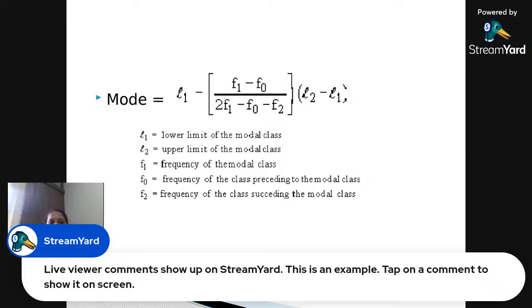The formula to calculate the mode is: Mode = L1 + ((F1 - F0) / (2F1 - F0 - F2)) × (L2 - L1), wherein L1 is the lower limit of the modal class, L2 is the upper limit of the modal class, F1 is the frequency of the modal class, F0 is the frequency of the class preceding the modal class, F2 is the frequency of the class succeeding the modal class.